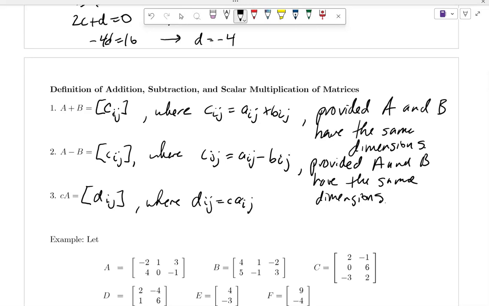So I'll multiply every single entry by that same constant. Any dimension restriction on that, or can I do that for any matrix? I can do it for any matrix, right? It doesn't matter what the matrix is. So I can do that for absolutely anything. All right, so let's practice with some of these.